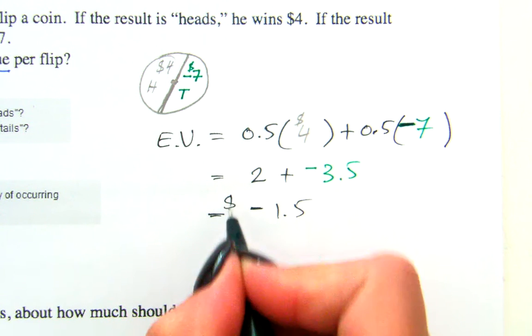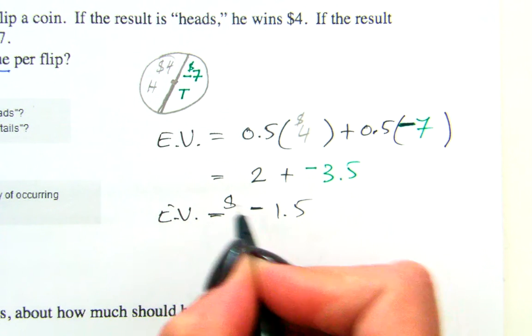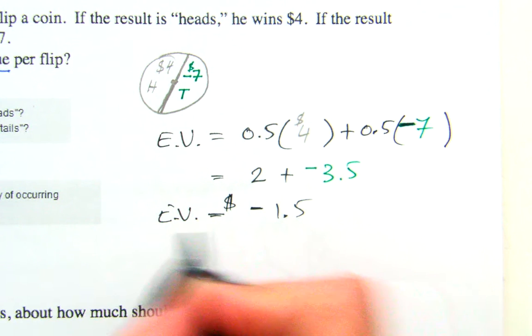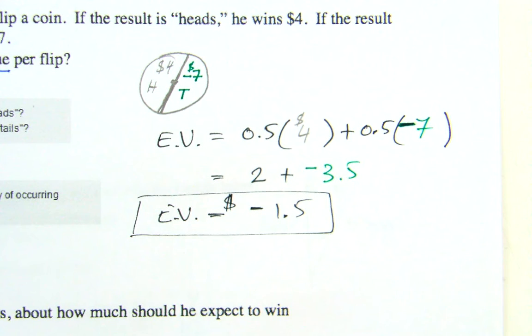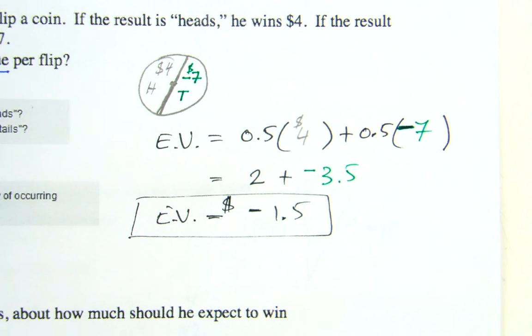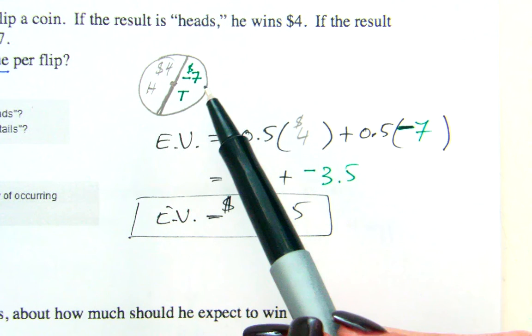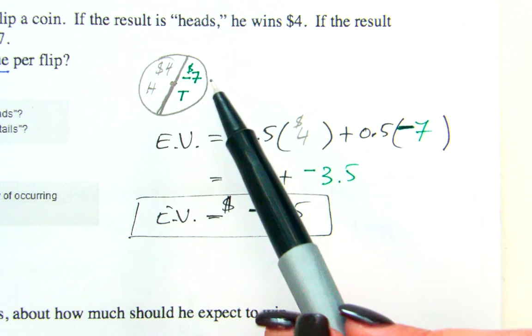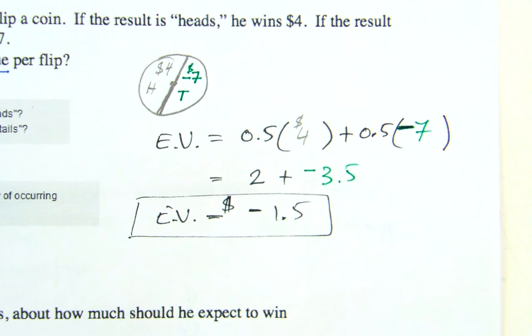So your expected value is, you're going to lose $1.50 per spin, right? So that's how you calculate expected value. You do the percentage of whatever area that is plus the percentage of whatever the other area is. Total should come out to the same.